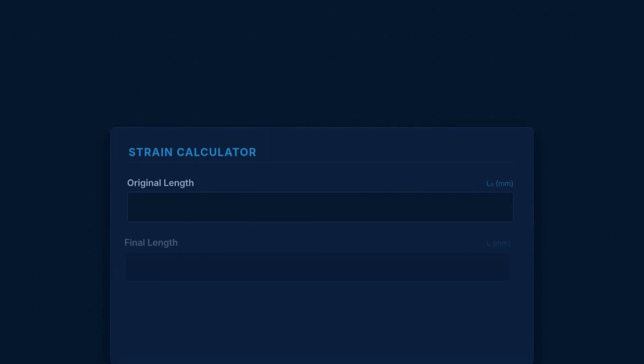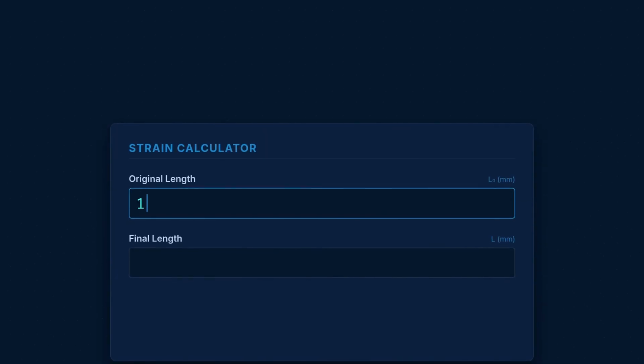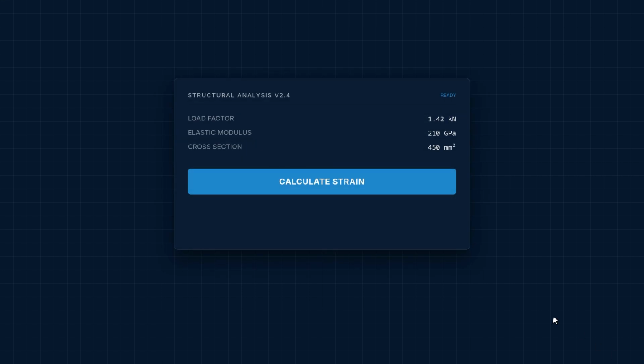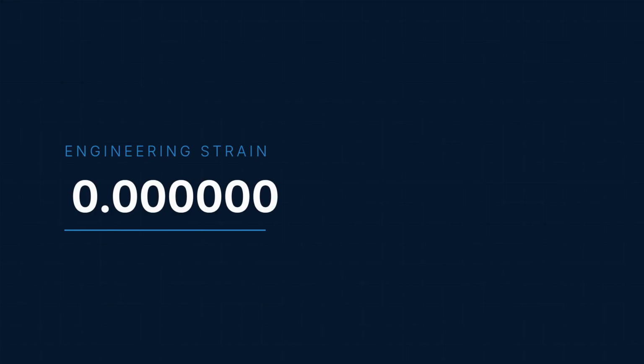For this demonstration, I'm entering 10 for the original length L0 and 10 for the final length L. After clicking Calculate Strain, we get our results. The engineering strain shows 0.000000, which is dimensionless. This makes sense because our original and final lengths are equal, meaning no deformation occurred.